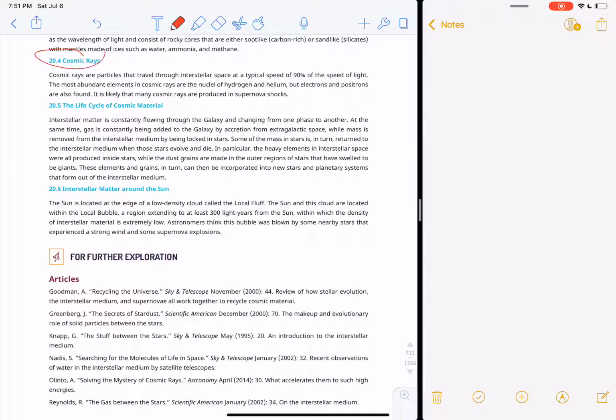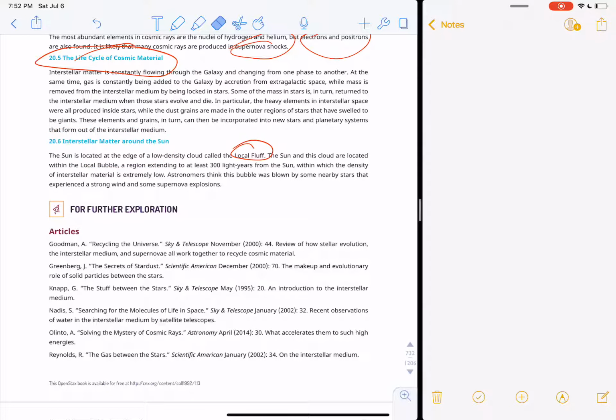And then finally, the ISM around the sun is called the local fluff, and it's a local bubble of energy, a region about 300 light years across around the sun, where the ISM is a little bit low. Okay, so the density is low.